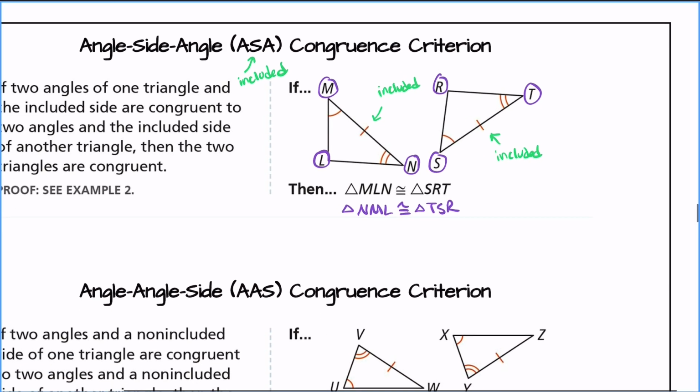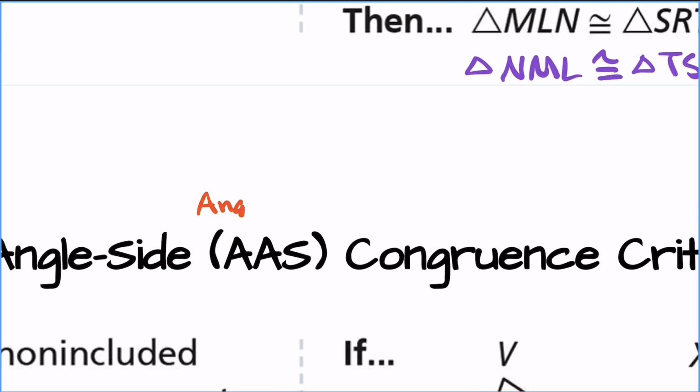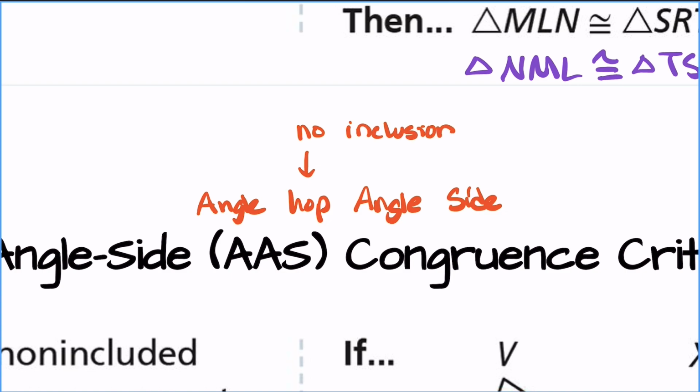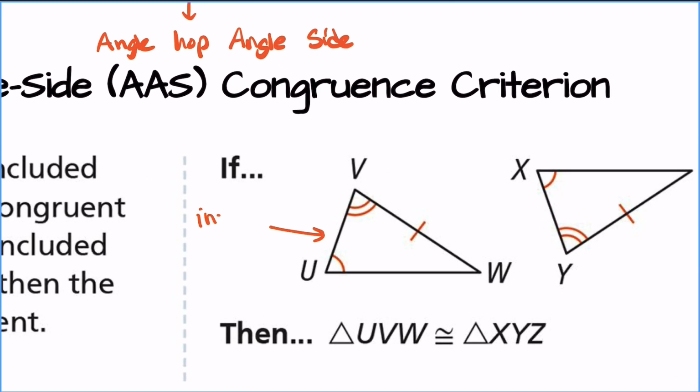For angle angle side, you notice that you have to hop over a side. So it goes angle, hop, angle, side. There is no inclusion for this one. Notice that the inclusion is missing. So we go angle, no inclusion, angle, side. So that's our order there.